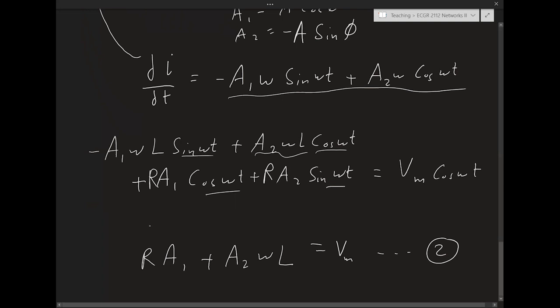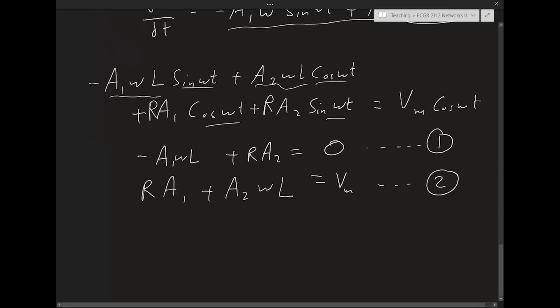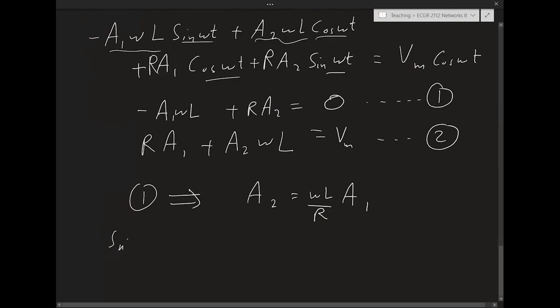Equation 1 is going to be the sine coefficients: minus A1 omega L plus R A2 equals 0, because there's no sine on the right-hand side. Right, two equations, two unknowns, and we can use those two equations to solve for A1 and A2. So let's take 1. From 1, I can say that A2 equals A1 omega L over R. Substitute that in 2.